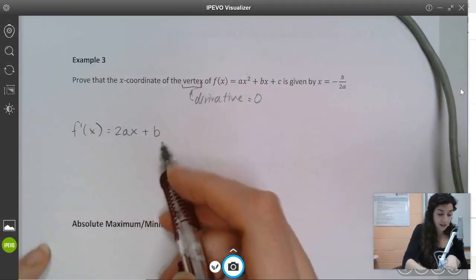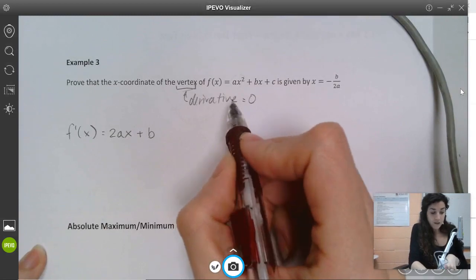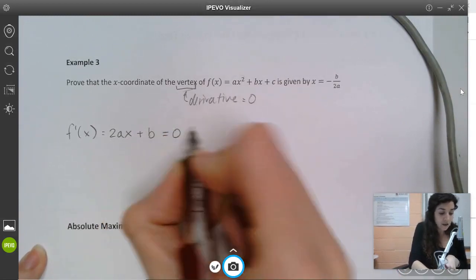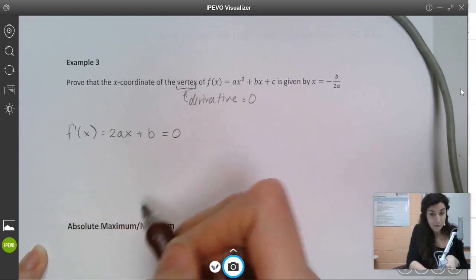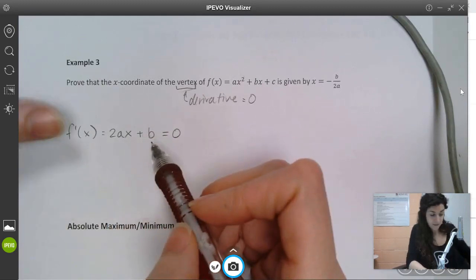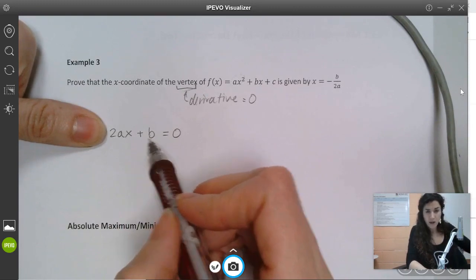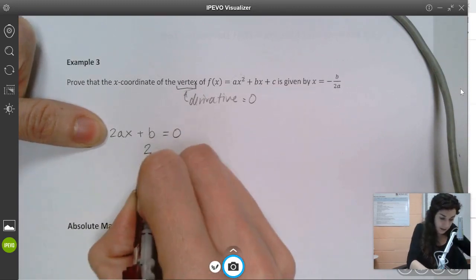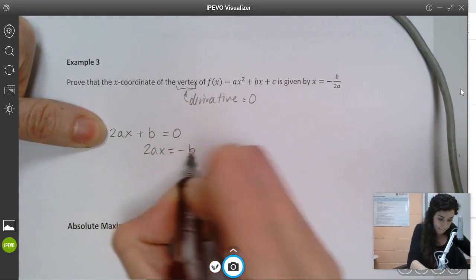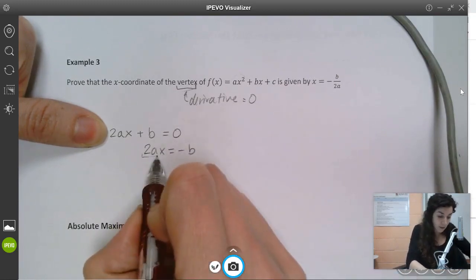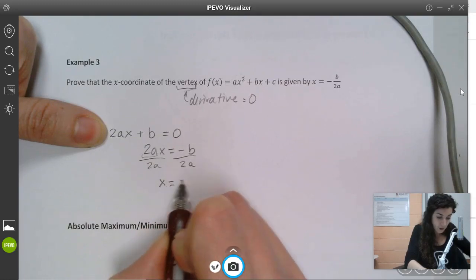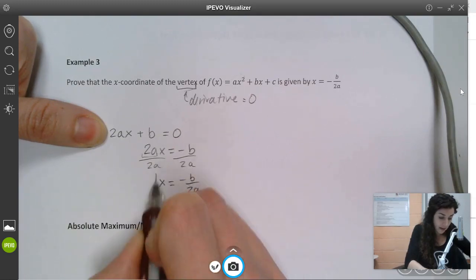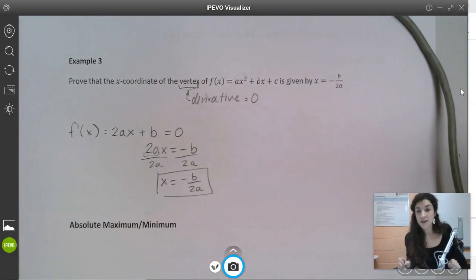So we now have the derivative, and we say, okay, well, the vertex happens when the derivative is set equal to 0. And now I want to solve for x. Okay, well, I should subtract b from both sides. And then if you divide both sides by 2a, you get x equals negative b over 2a. You've been using calculus this whole time.